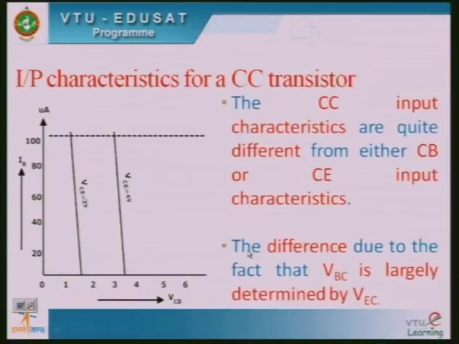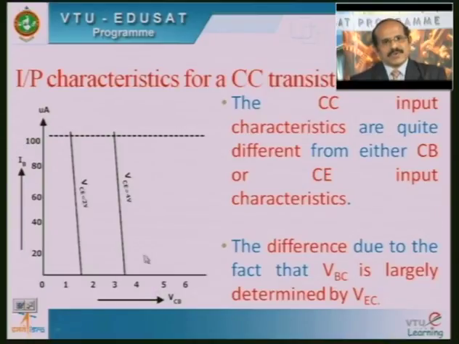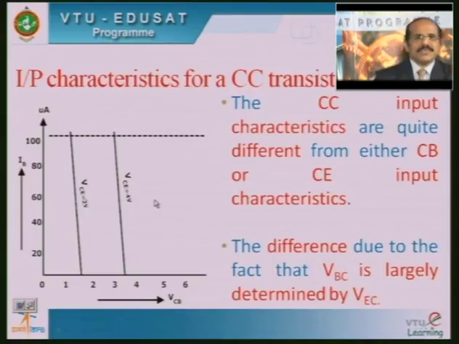Now let us look into the input characteristics of a BJT in common collector configuration. This is the plot of VCB versus IB, keeping VCE constant. Here you can see that VCB is the input voltage, because this is the common collector configuration, so the collector is common with reference to both input and output. Therefore VCB acts as the input voltage, whereas IB acts as the input current. So it is a plot of input voltage versus input current keeping the output voltage, that is VCE, constant.